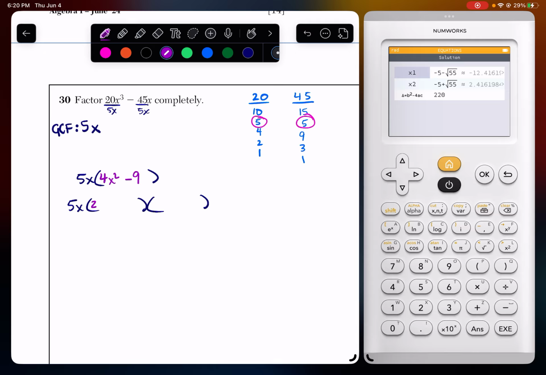2x times 2x gives me 4x squared. Positive 3 times negative 3 gives me negative 9. And 6x minus 6x cancels out to 0, so I end up with no linear term. So my fully factored form is 5x times 2x plus 3 times 2x minus 3.